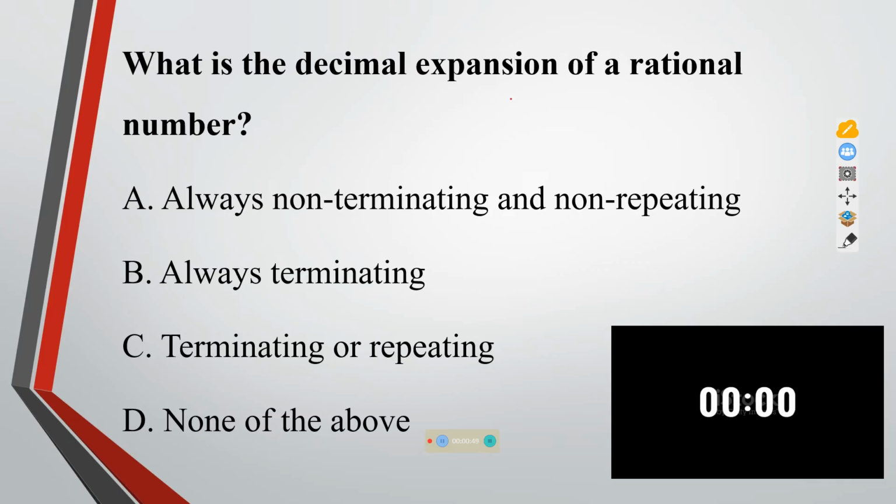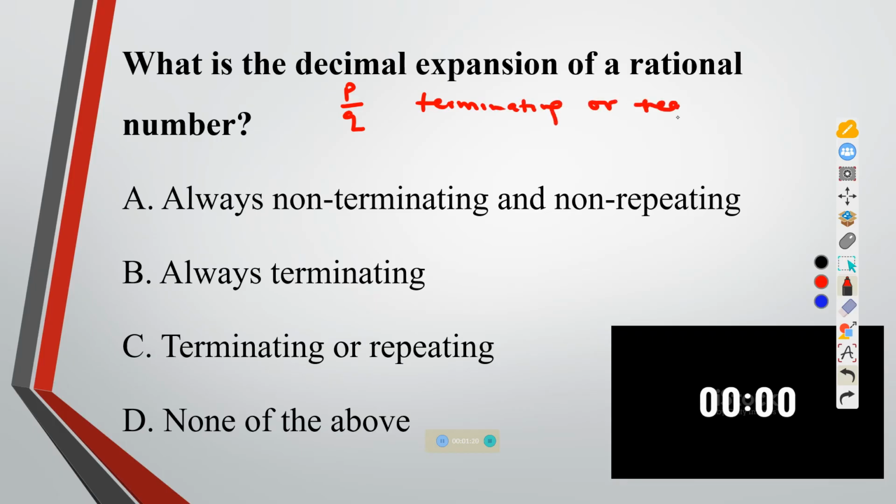So the question says, what is the decimal expansion of a rational number? We're looking at a rational number p divided by q, where p and q are elements of the integers and q is not equal to 0, in lowest terms. It has a decimal expansion that is either terminating or eventually repeating. And this follows from the division algorithm.